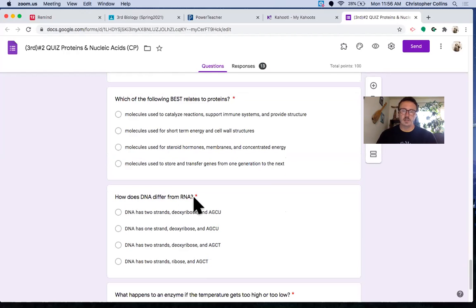How does DNA differ from RNA? Well, DNA has two strands, RNA has a single strand. DNA has two strands and deoxyribose, where RNA is one strand and ribose. And then DNA has adenine, guanine, cytosine, and thymine. So this is the best answer right here. Two strands, deoxyribose, and it has the four appropriate letters.